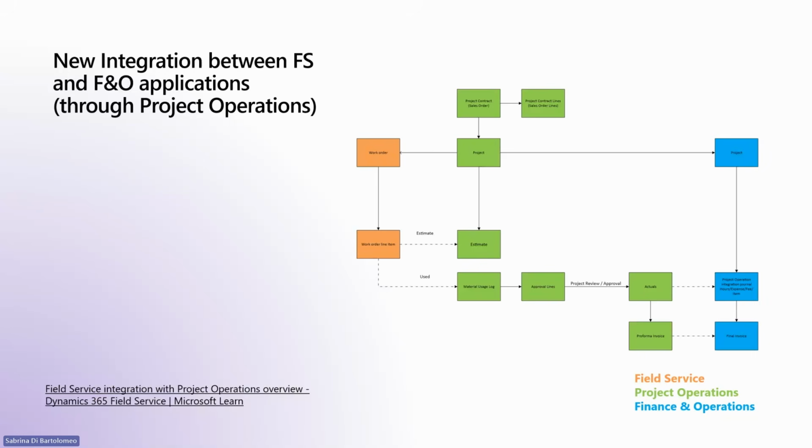If Dynamics 365 Finance integration is turned on, the system creates project operations integration journal lines to send approved financial data from project operations to finance. Finance then turns these journal lines into accounting records, applies the correct accounting rules, performs revenue recognition, and posts customer invoices to the general ledger. The result is a continuous financial flow from the work order to the project and contract line, and then to the pro forma invoice, and finally to the posted invoice in finance.